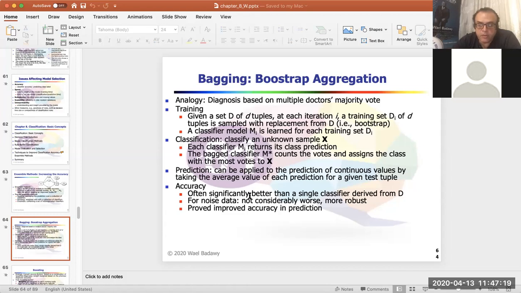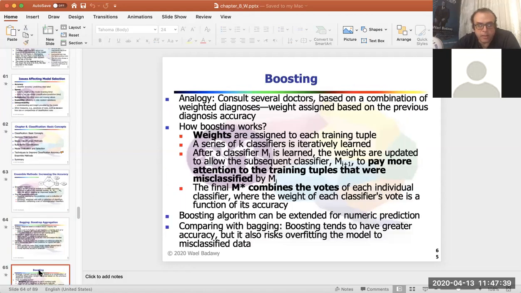The accuracy is often significantly better than a single classifier because there is a repetition: you do it a second time, a third time, a fourth time. It is not the worst for noisy data, and for sure it improves the accuracy of the prediction, because when I do more than one prediction, I will increase the accuracy.